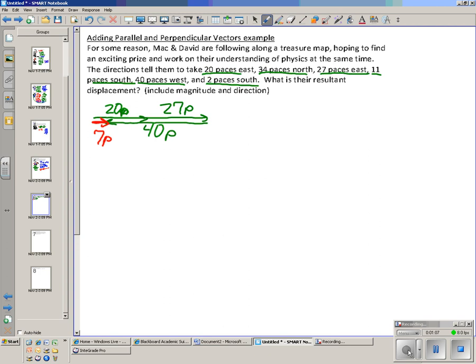And then I could also do this for my north and south. So this would be about 34 paces north. Got my 11 paces south, and then another 2 paces south. That means my resultant going from the tail of the first to the tip of the last would be 21 paces north.